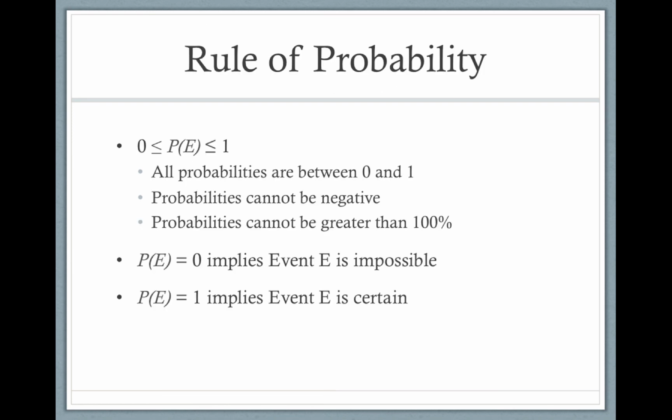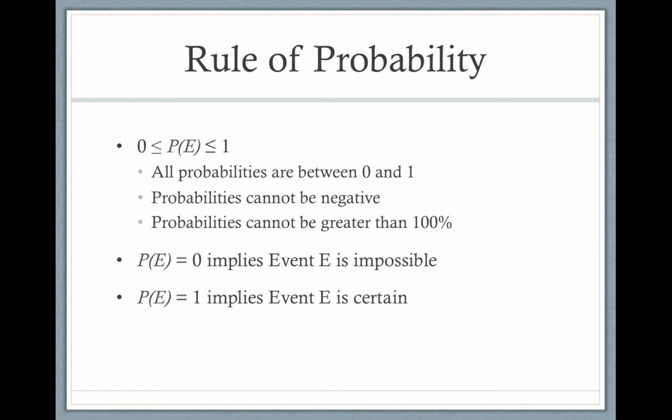All right, so we want to talk about a specific rule of probability, and that is, if we were to read this in some horrible mathy way, we would say 0 ≤ P(E) ≤ 1. But what this inequality is saying is that all probabilities are between 0 and 1. Every single probability is between 0 and 1 inclusive. That means probabilities cannot be negative, and probabilities cannot be greater than 100%. If the probability of event E equals 0, what that is saying to us is that event E is impossible.